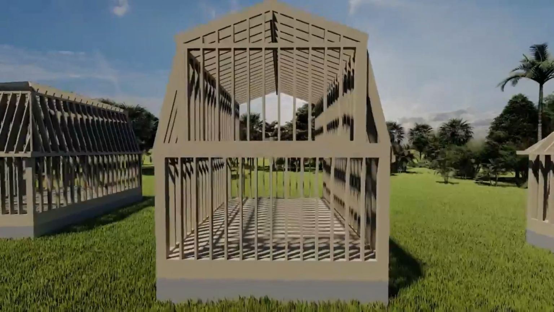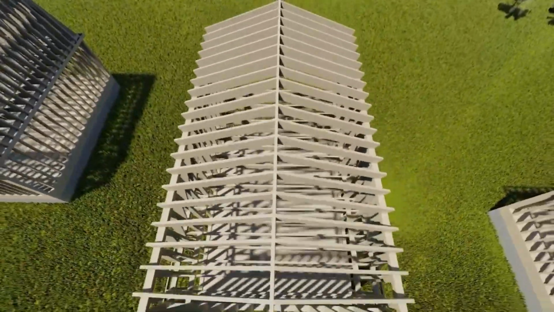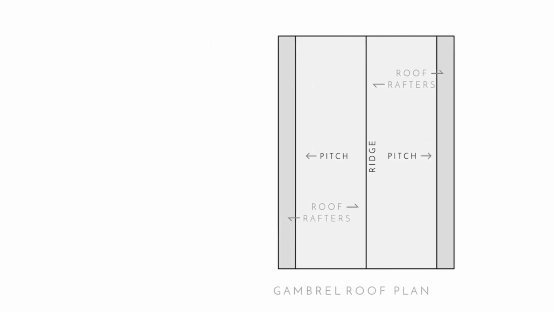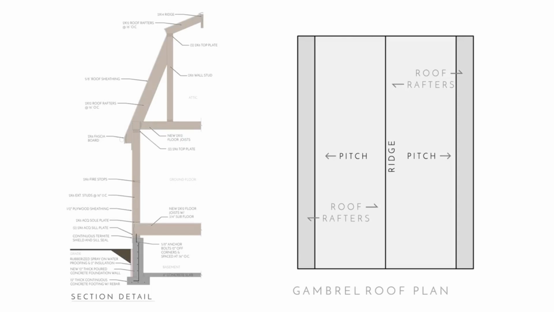So the gambrel roof plan is much like the gable roof plan. The only difference is that it has those two steeper pitches on the side. So we have the ridge that runs down the middle, and this goes from wall to wall. And the roof rafters come away from that ridge, and so does the pitch. And in this section, we can see how this all comes together.